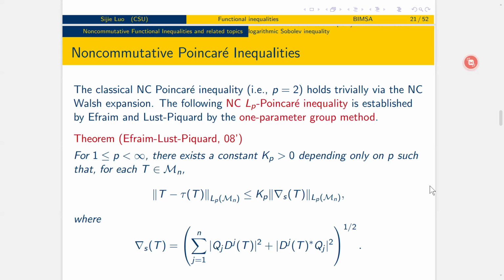As mentioned here, this gradient term is strange, but it is a consequence of the non-commutative Khintchine inequalities from Louis Pica and Lee. So it looks a little bit strange, but it coincides with the classical case. Okay, this is the story of the non-commutative Poincare properties on CR algebra.